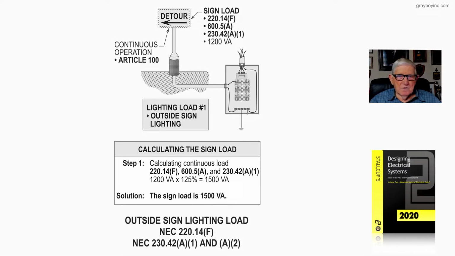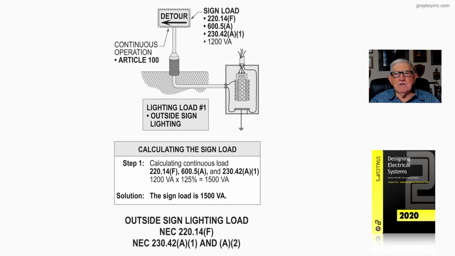Now let's look at this figure 23-8 out of Stallcup's Electrical Design Book, Volume 2. And we're going to deal with the outside lighting load in accordance to 220.14(F) and NEC 230.42(A)(1) because we're figuring the service load. Now notice we're still dealing with the lighting load number 1, but we're dealing with the outside lighting sign.